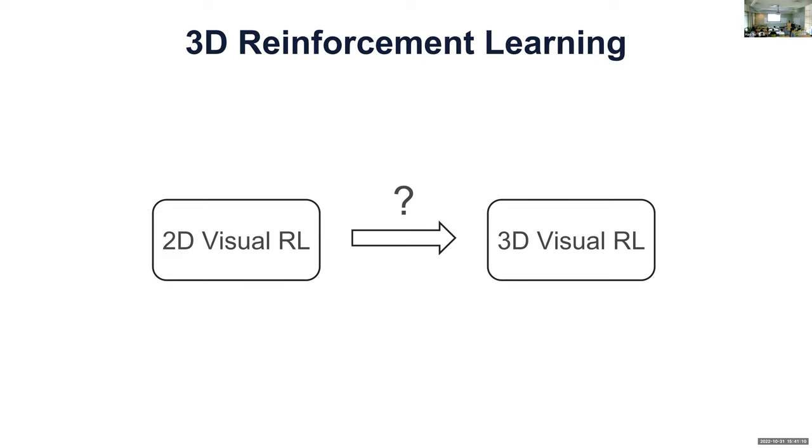So the history of grasp pose prediction pushes us to think: for manipulation research, what will the trend be? We should go from 2D visual RL, like RGB or depth, to 3D visual RL, like point cloud or volumetric representation, because perhaps in 3D, reasoning about the spatial relationship is much better. Now I'm going to use one work to show that this is probably true.